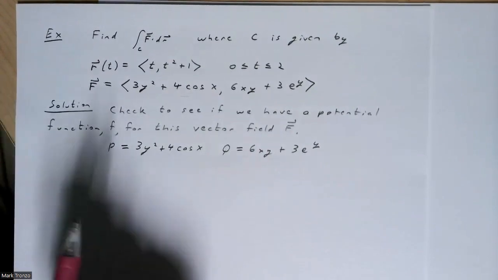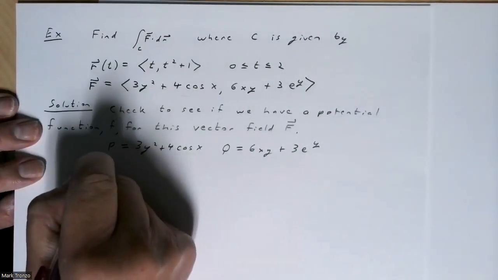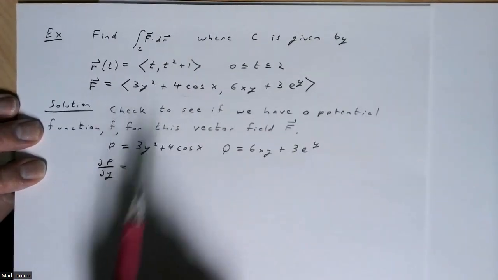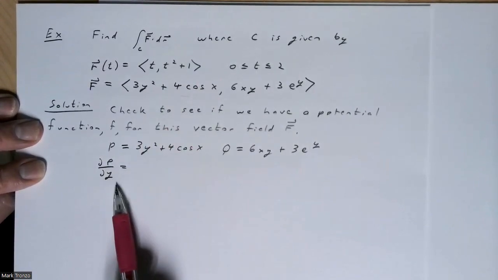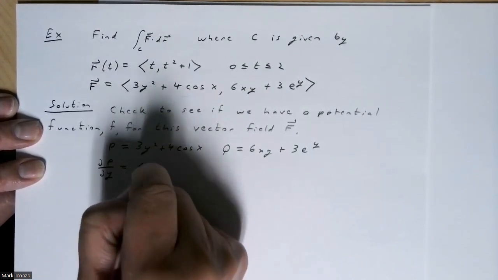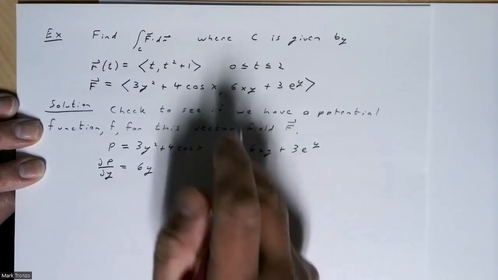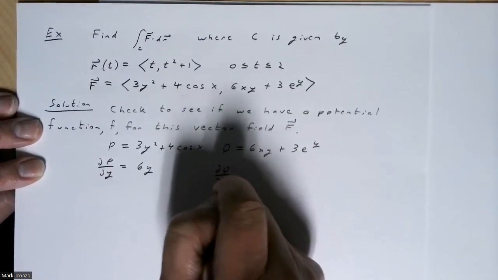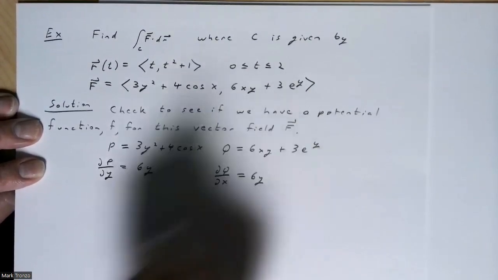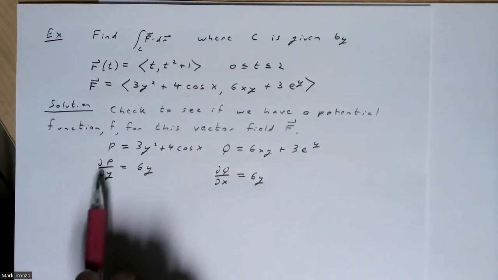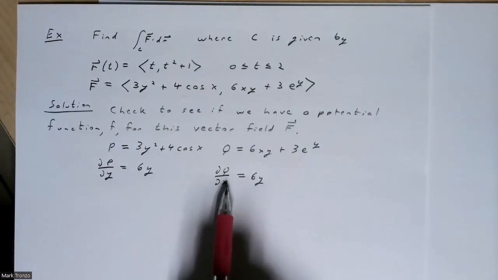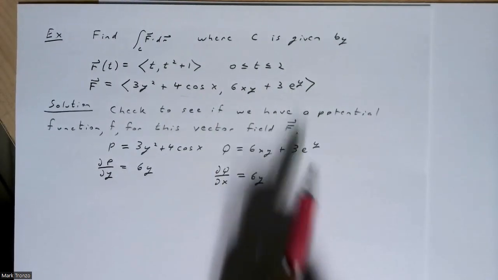And then our test is we're going to take the partial derivative of P with respect to y, almost the opposite of what you'd think because it's in the x position. We take the derivative with respect to y of this, and we get 6y. Over here, we take the derivative of Q with respect to x, and we also get 6y. Because over here, since this is with respect to y, this will disappear. This has no y's in it. And this is with respect to x, so this will disappear because there's no x's in here.